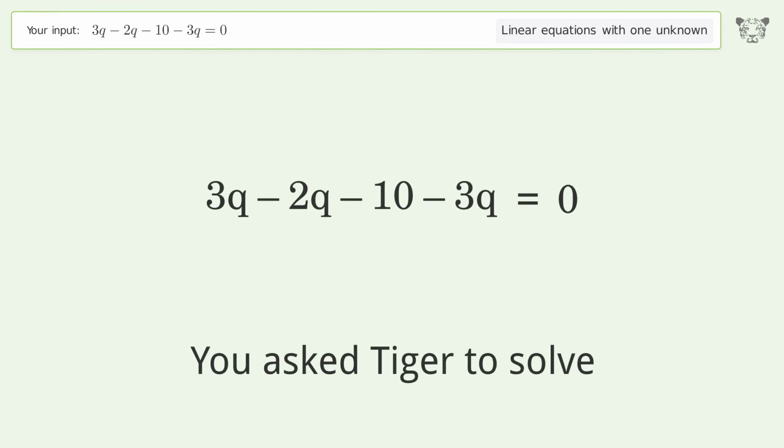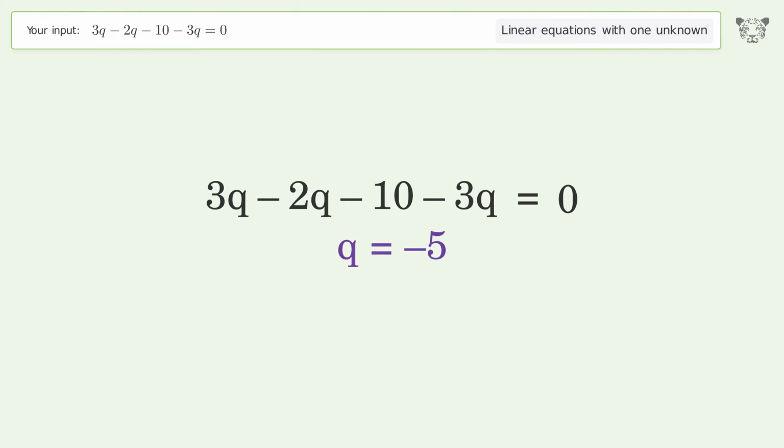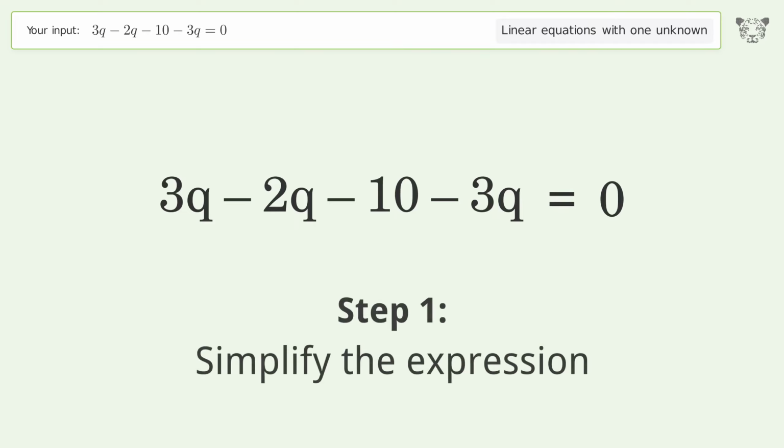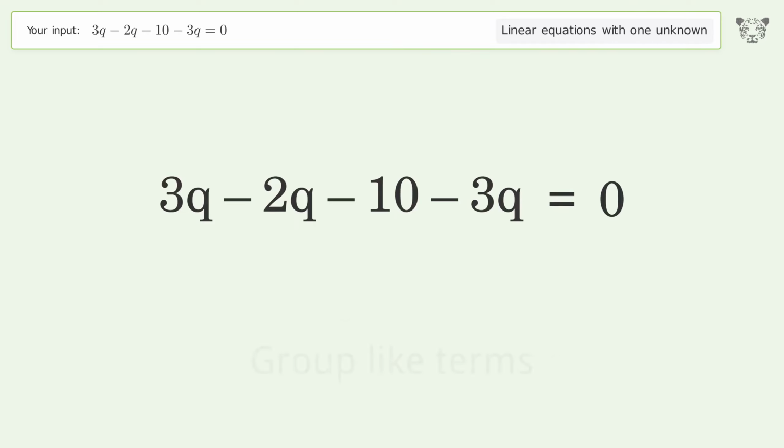You ask Tiger to solve this. It deals with linear equations with one unknown. The final result is q equals -5. Let's solve it step by step. Simplify the expression. Group like terms.